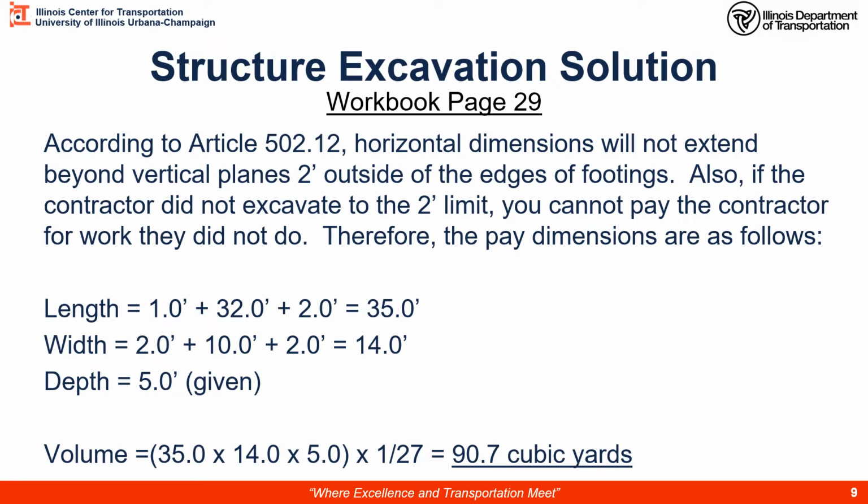So the length, we had 1 foot plus 32, and then 2 is a limit. Width-wise, 2 plus 10 plus 2, which are the limits. So we got 14 by 35, and our average depth was 5 feet. So we simply multiply that together, divide by 27 cubic feet per cubic yard, and we get 90.7 cubic yards.